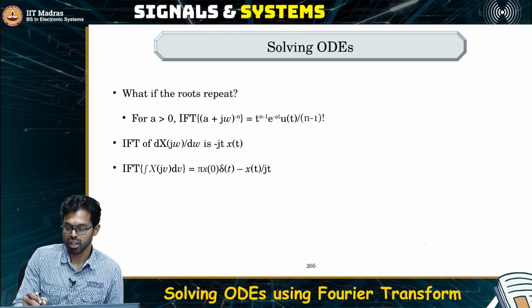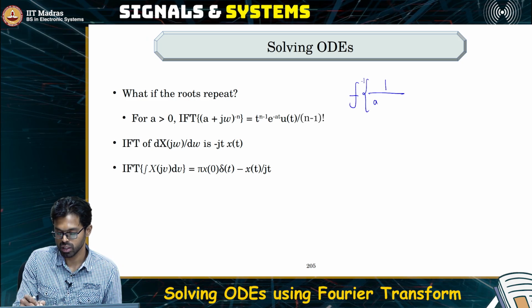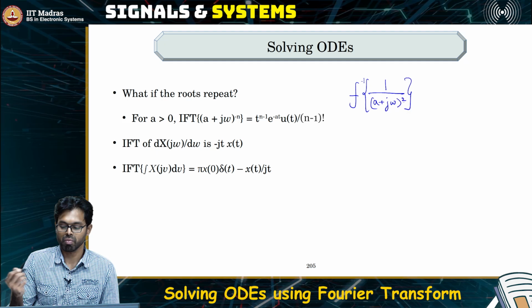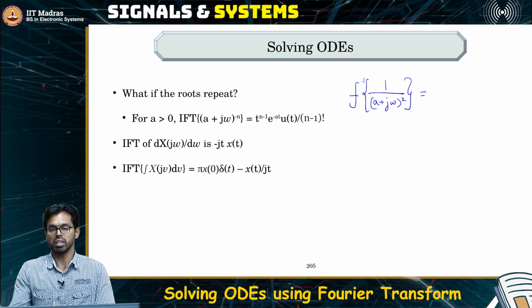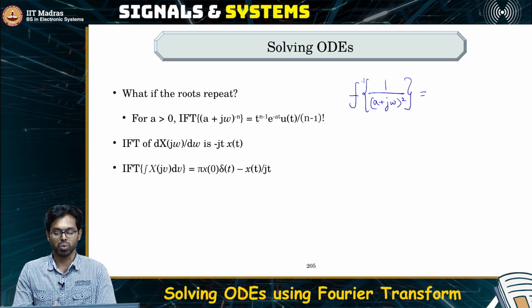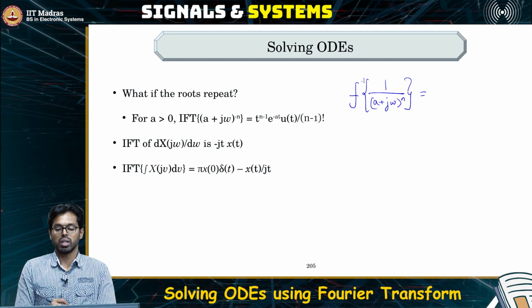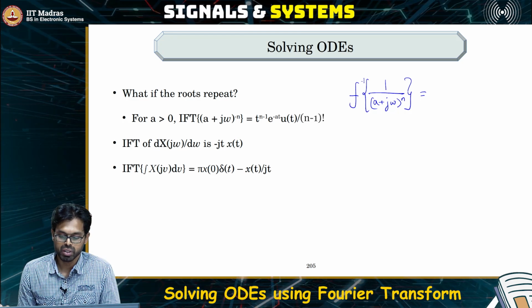In other words, we'll need to know how to find the inverse Fourier transform of something of this form. So, if we know this, then we need not even worry about repeating roots. We can find the impulse response for any system even with repeated roots. So, how to find the impulse response for this one?